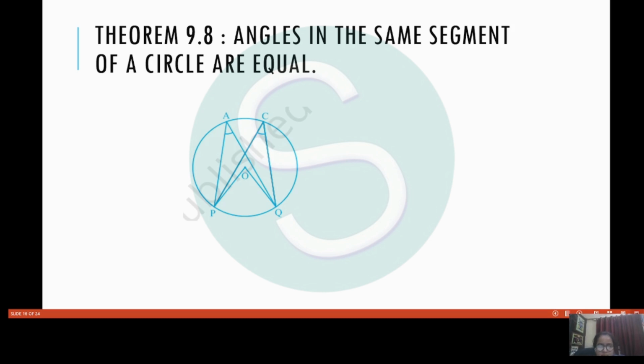Next theorem: angles in the same segment of a circle are equal. If you see in this figure, PAQ and PBQ, these two angles are equal because they are in the same segment.